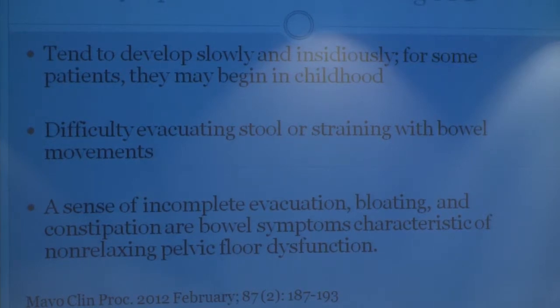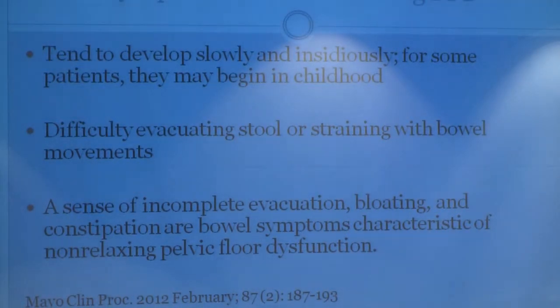Kids are holding at school, they're not wanting to go to the bathroom, they're penalized whenever they go to the restroom, so they tend to hold. Or they have long-standing constipation, which is just made worse by pelvic floor dysfunction, and they learn to hold because it's painful. And then they get into a cycle of these problems. So again, there's difficulty evacuating stool or straining with bowel movements because you're not able to relax the pelvic floor muscles and those sphincters stay tight.